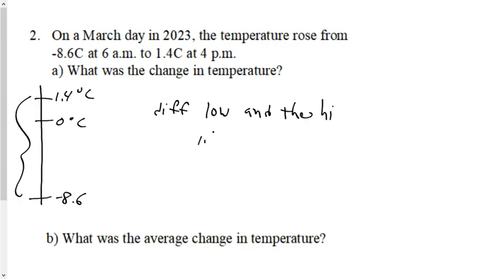We'll start with the high first. The difference between this, difference is subtraction, and this, which is the low. That's the difference between them, or the change. Keep, flip, change. The answer is 10 degrees Celsius. Therefore, the change in temperature means it rose 10 degrees Celsius.